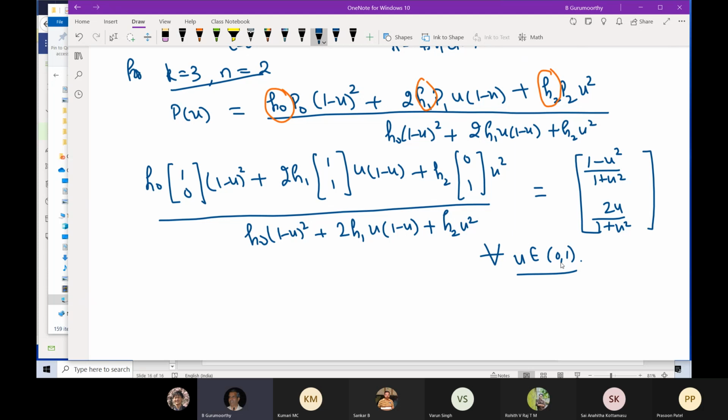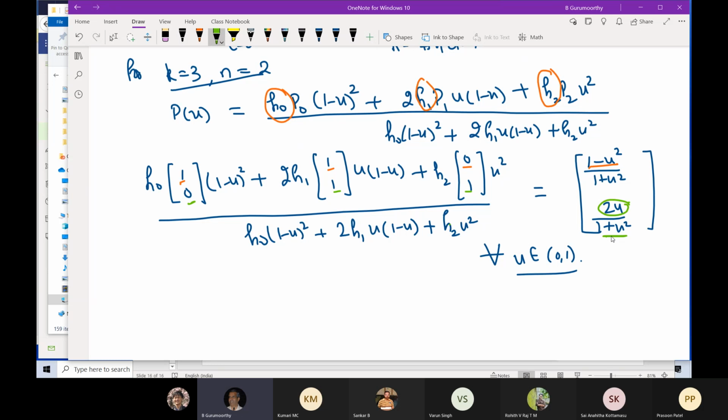Now, this is a problem that you can solve, right? Because if this expression has to be true for all u's, then if I take the x coordinates of this, I'll get one polynomial expression in u that must be equal to 1 minus u square. Then if I take the y coordinate, I get another polynomial expression, and that must be equal to 2u. And the third equation is I have this polynomial expression that must be equal to 1 plus u square.